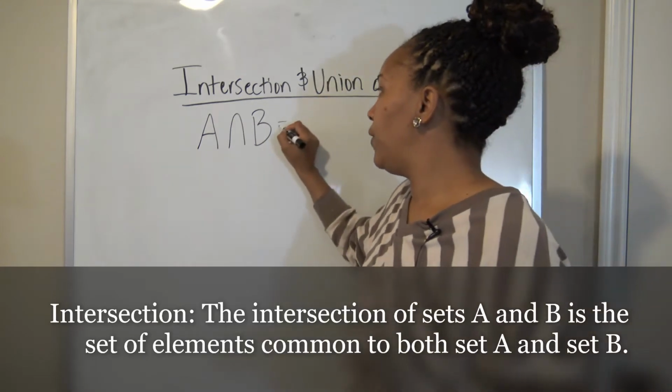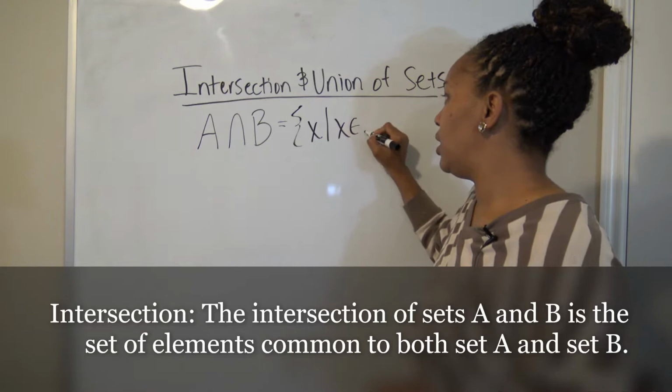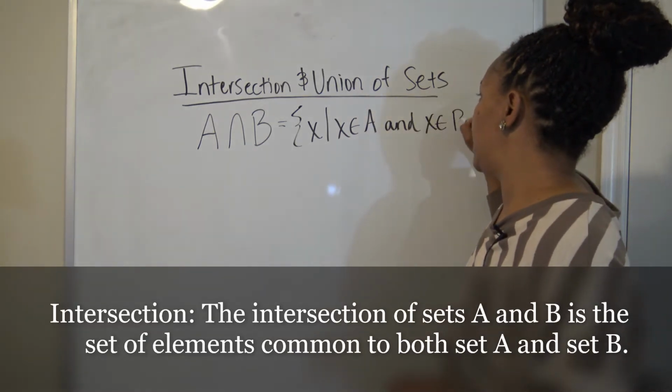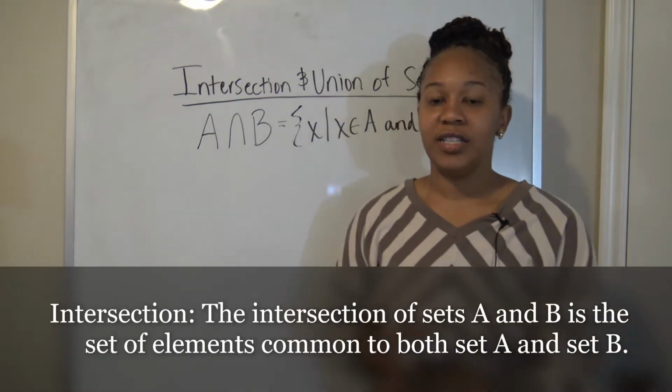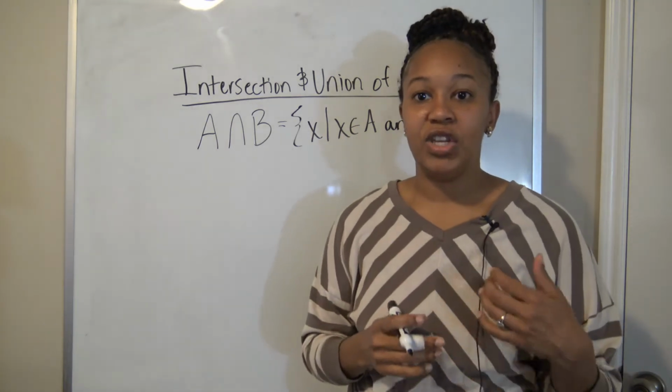And the formal definition is it's the set of all x such that x is an element of A and x is an element of B. All right, so that is the intersection of sets. Now, the other definition is the union of sets.